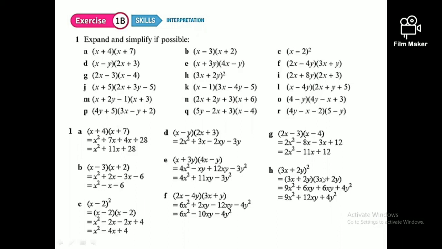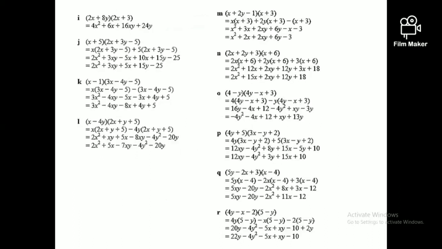Then if you reach example H, 3x plus 2y squared is 3x plus 2y into 3x plus 2y, like this. Then 3x into 3x is 9x squared. 3x into 2y is 6xy. 2y into 3x is 6xy. 2y into 2y is 4y squared. Then you can operate these two. 6xy plus 6xy turns up to 12xy. So that is the answer over here. Then you can write 9x squared plus 12xy plus 4y squared as the final answer.